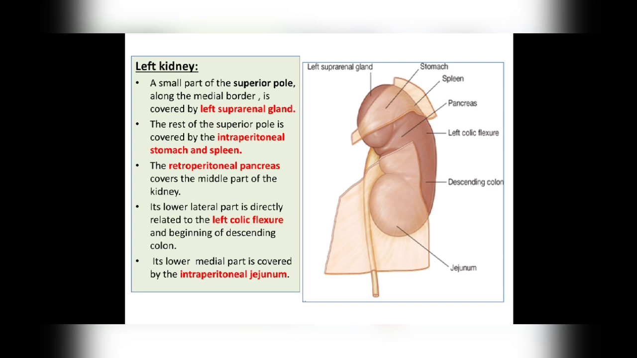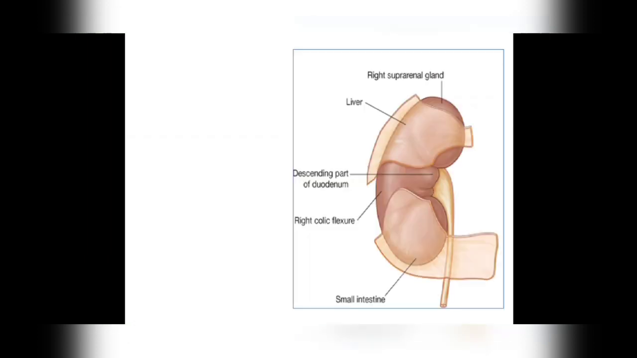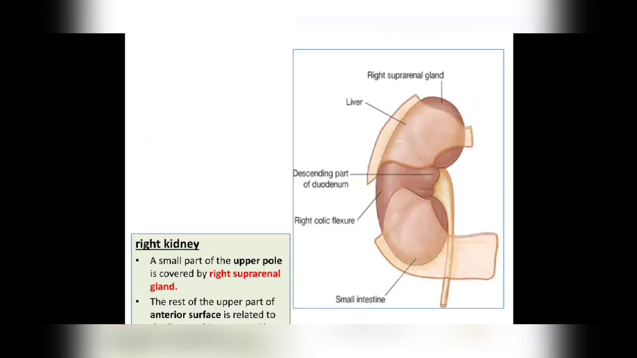Anterior relation of the left kidney. A small part of the superior pole along the medial border is covered by the left suprarenal gland. The rest of the superior pole is covered by the intraperitoneal stomach and spleen. The retroperitoneal pancreas covers the middle part of the kidney. The lower lateral part is directly related to the left colic flexure and the beginning of the descending colon, and its lower medial part is covered by the intraperitoneal jejunum.